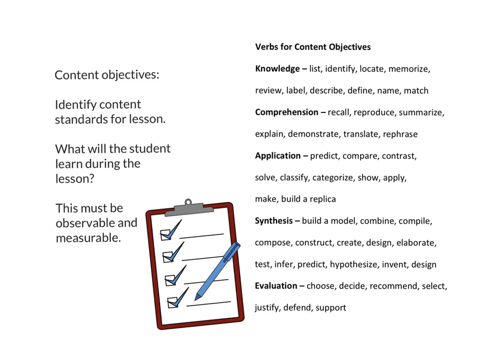Content objectives identify content standards for the lesson. They answer the question, what will the student learn during the lesson? This must be observable and measurable. Verbs for content objectives include verbs that show knowledge, comprehension, application, synthesis, and evaluation.